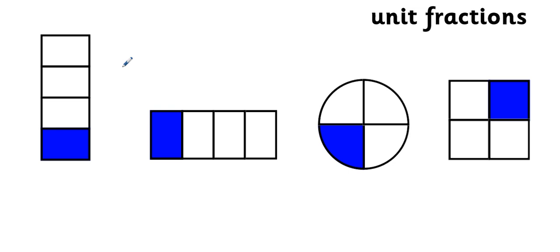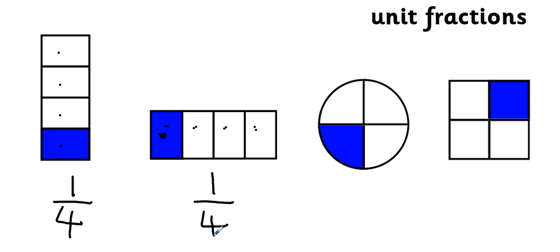Okay, we can see that we've got 1 part coloured in out of how many are there altogether? 1, 2, 3, 4 altogether. So 1 out of 4. Is it the same for all of these examples? Let's have a look. We've got 1 coloured in out of how many altogether? 1, 2, 3, 4. 1 out of 4.